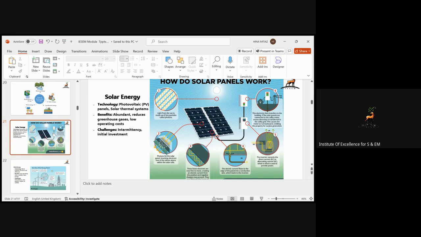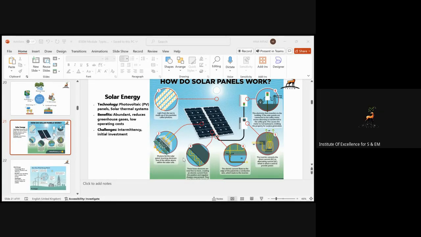So before moving towards wind energy, I want to ask you, can solar power be generated on a cloudy day? So what do you think? Are solar panels successful in generating electricity on a cloudy day or not? Not, ma'am. Anyone else apart from Mr. Arshad? No, ma'am. In cloudy weather, solar panels do not work.